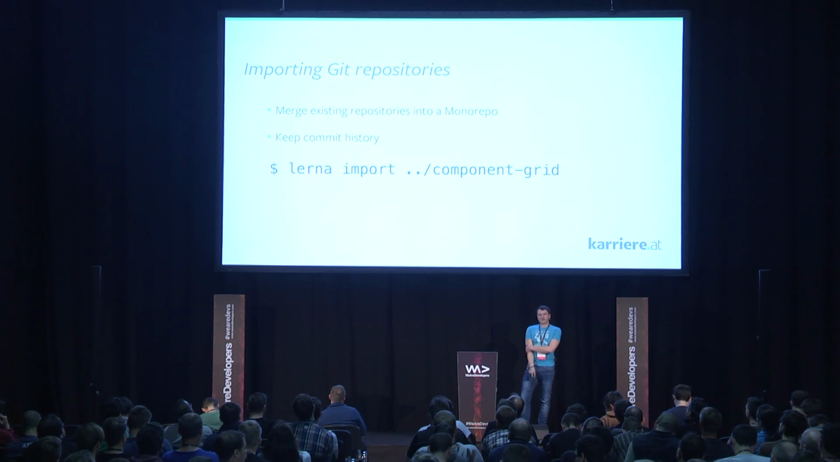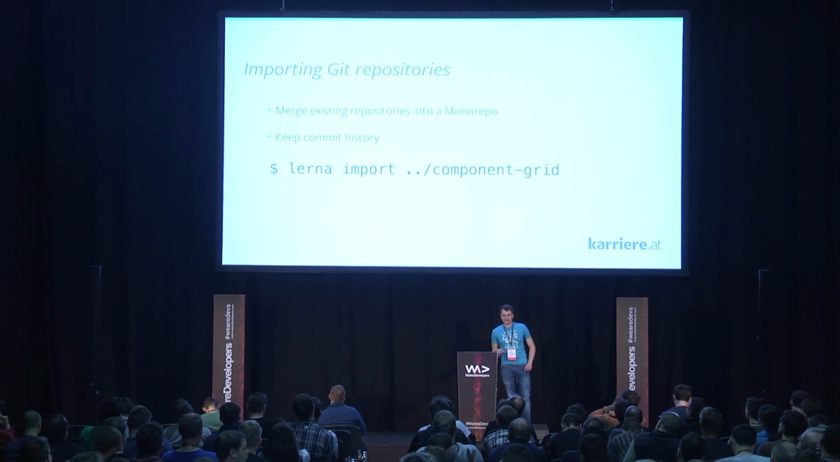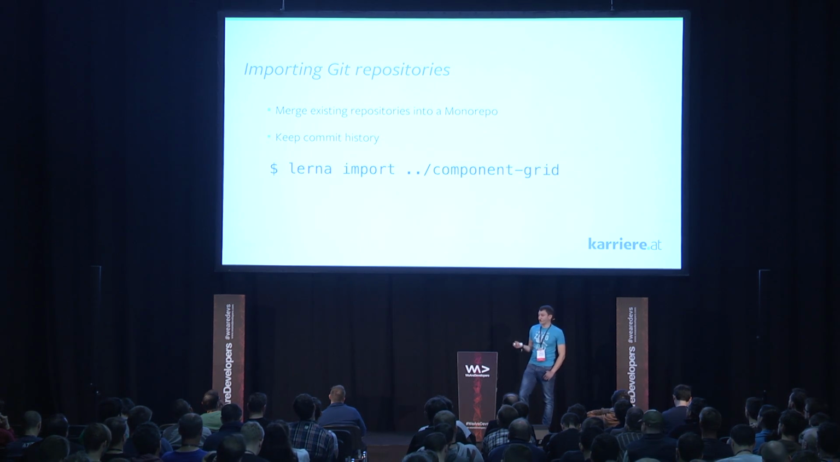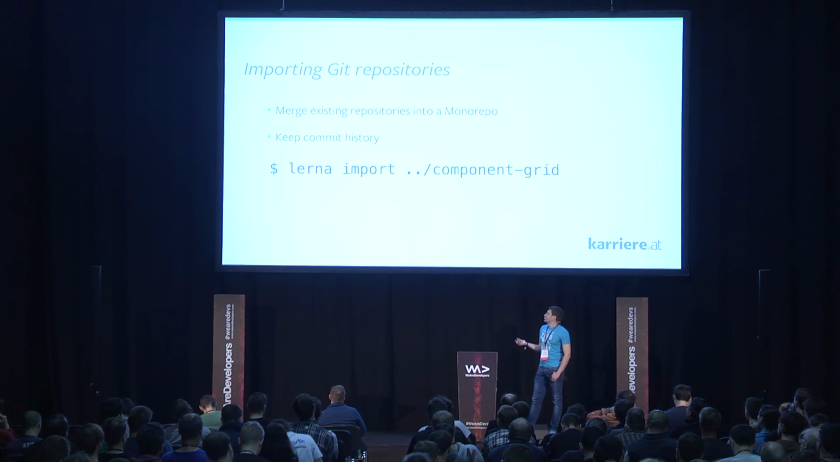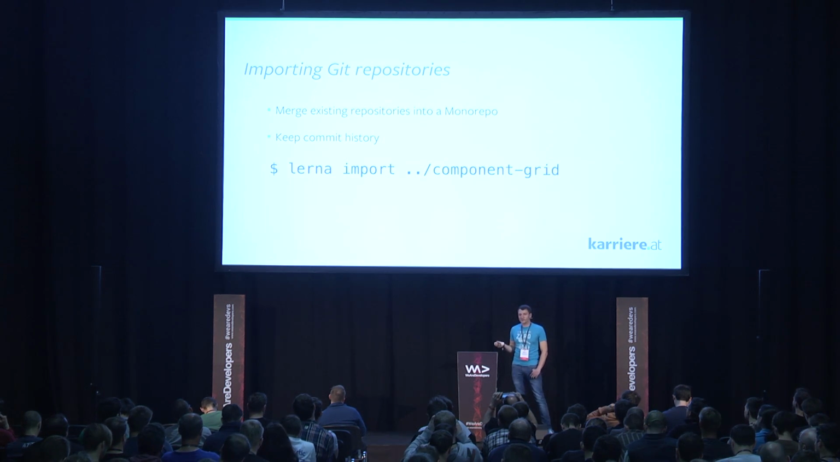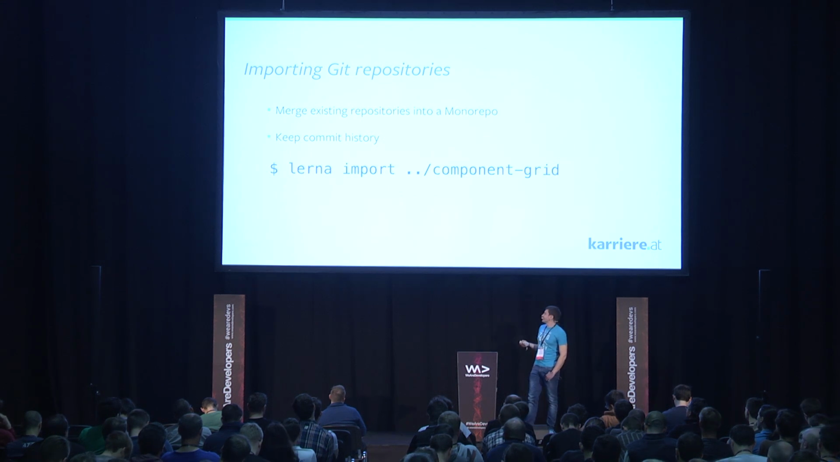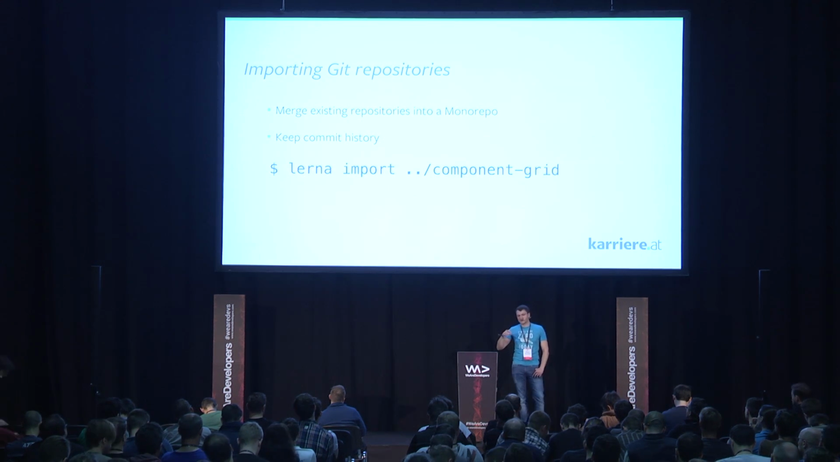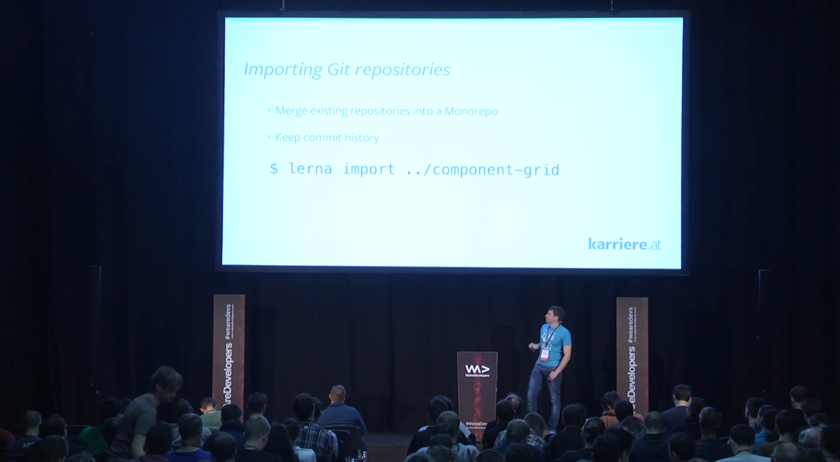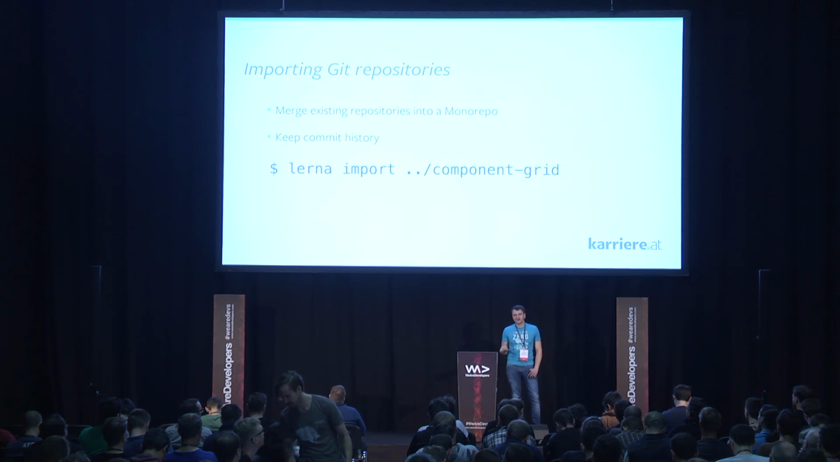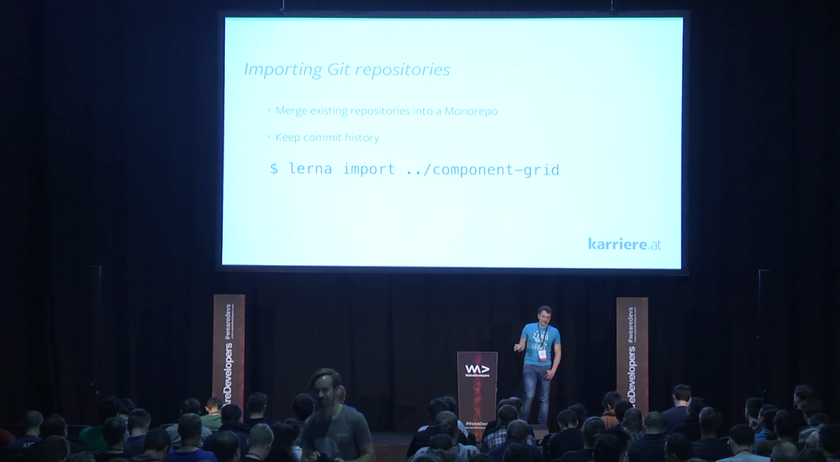OK, so when I decided that I wanted to move to a monorepo approach, I didn't want to lose all of my commit history. Luckily, Lerna provides a tool for that. You can use Lerna import to import existing repositories into your new monorepo, and it will keep the commit history. It's also very smart about it, so it will change the paths referenced in your commits. So it basically will look like the imported repository has always been a part of the monorepo.